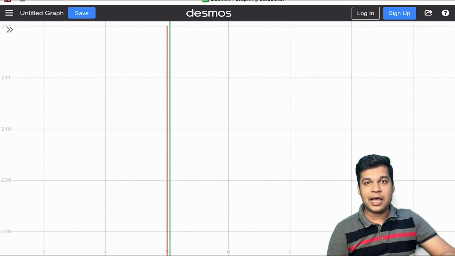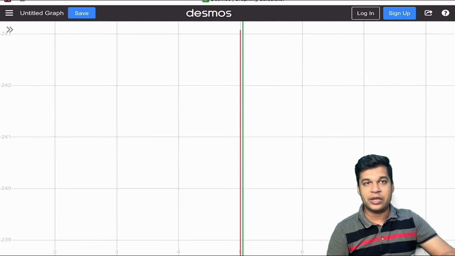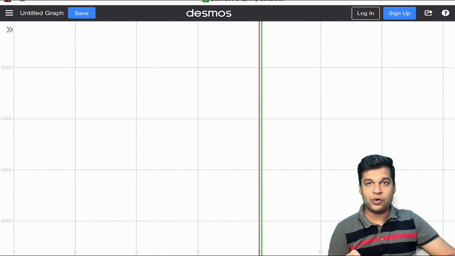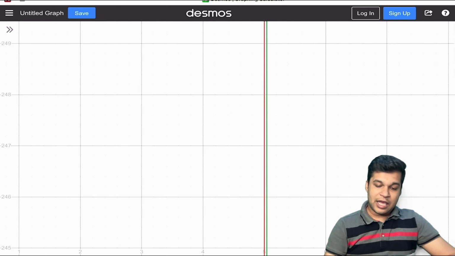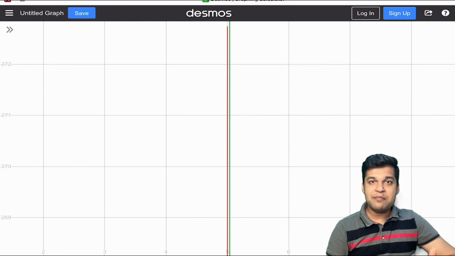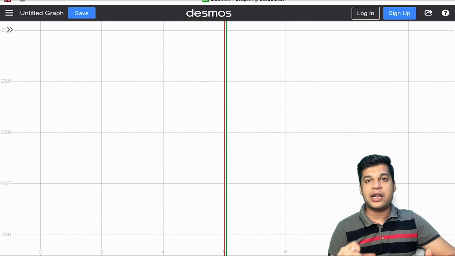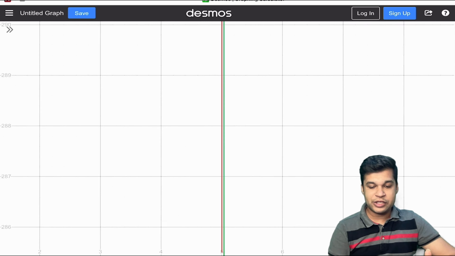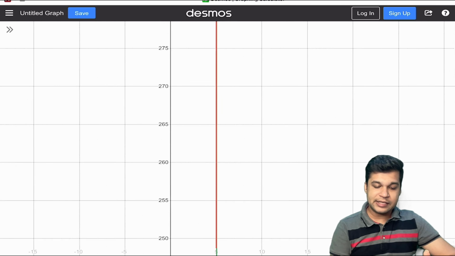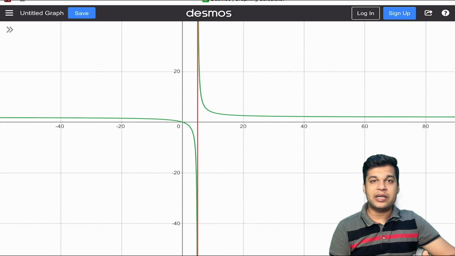Now if you see, the red line is coming closer to the green curve. We are at 244, 245. If we go up a bit more, you will see that the line might touch, but if you zoom in, it won't happen, right? The line is just coming closer and closer, but it's not touching. So basically this red line over here is known as the vertical asymptote.